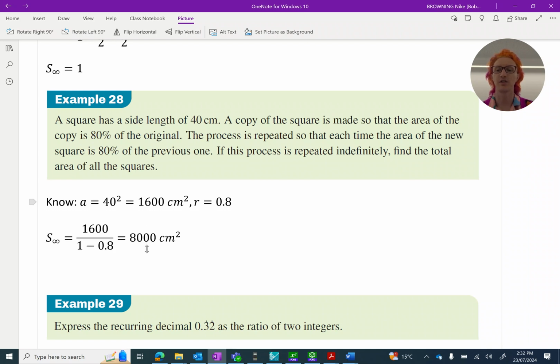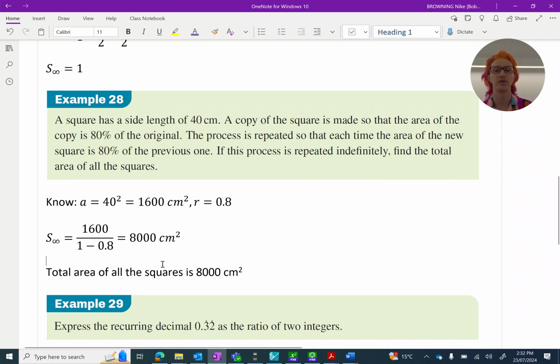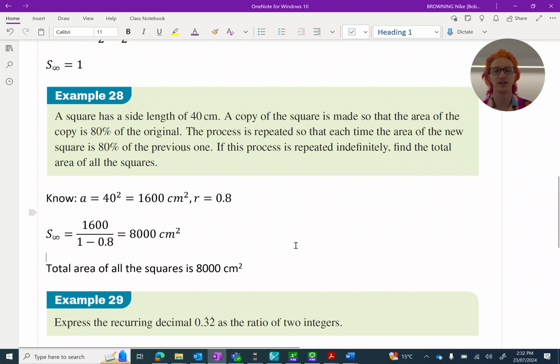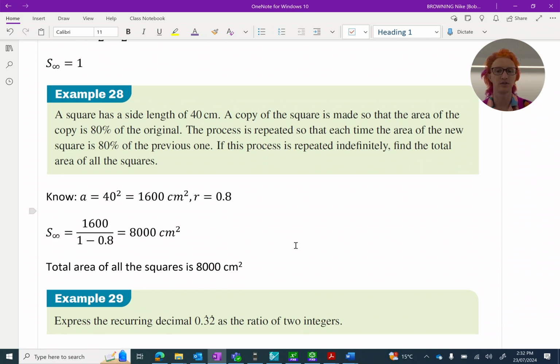Plugging that into our equation, we get 1600 on top, a over 1 minus r, 1 minus 0.8. So 1600 divided by 0.2 is 8,000 centimeters squared. And we just restate that in a sentence format to answer the question. Again, it's asking to find the total area of all the squares. It's not asking you to find S infinity, it's asking you to actually answer that question.